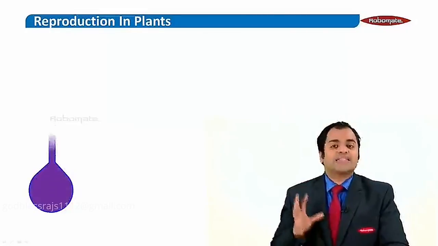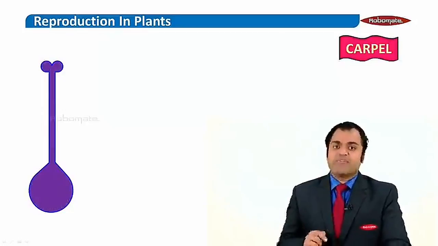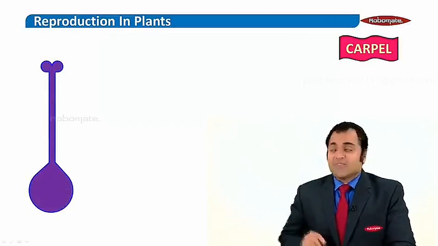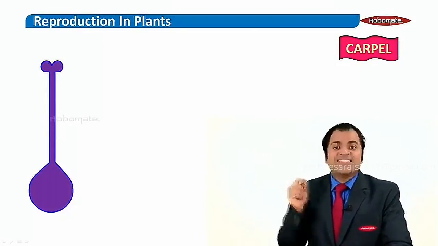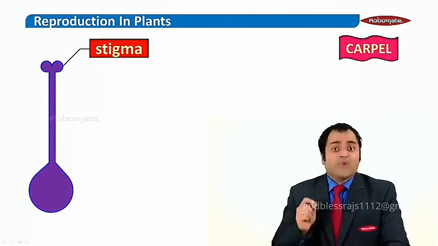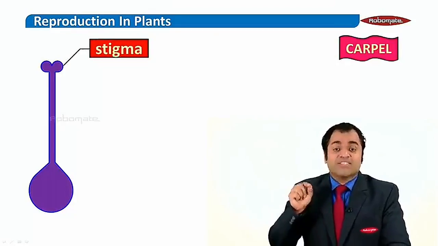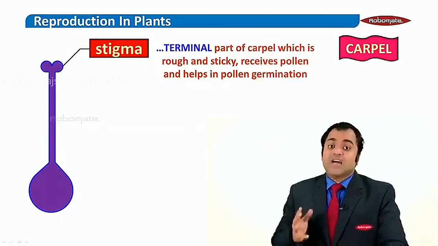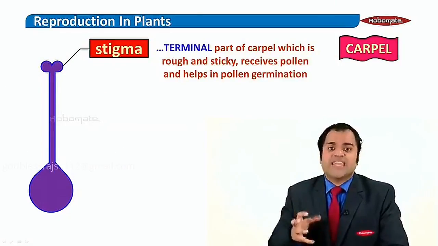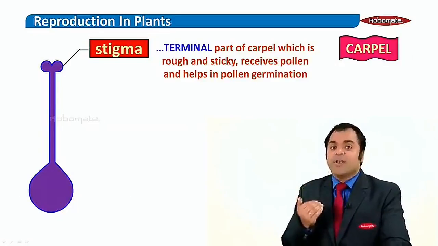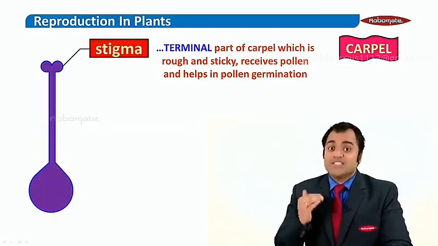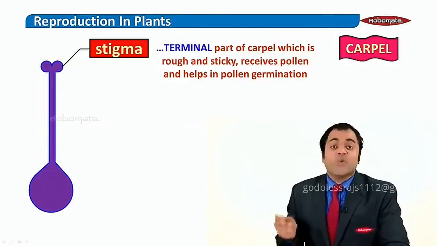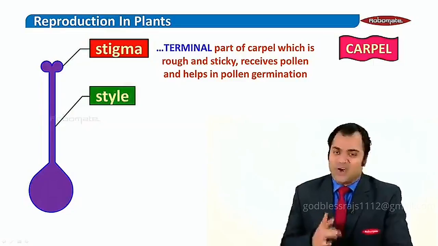Now if I look at a single carpel, I must remember from the previous module that it is made up of three basic parts. Right on the top there, what you see is the stigma. You remember stigma was sticky because it is the place where the pollen is received. So stigma is the terminal part of the carpel which is sticky and rough and it receives the pollen and also helps in the germination of the pollen. In the center is a tube-like structure which is called the style. You got that right. Yes?